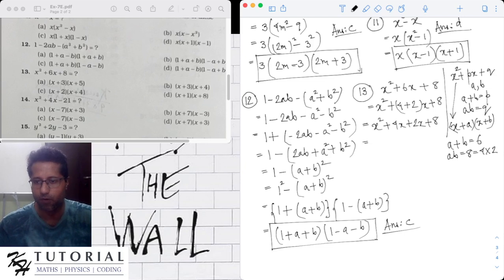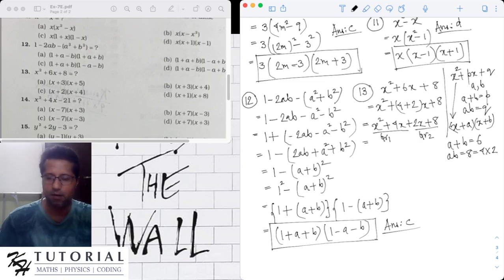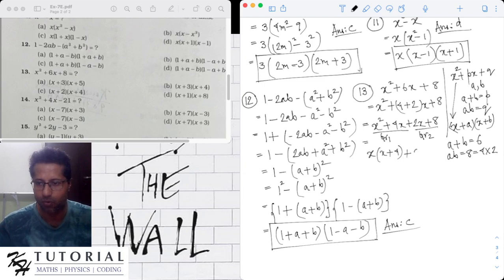Now we will form groups. This is the first group, this is the second group. We factor out x from the first group, and it becomes x multiplied by x plus 4, and from the second group I will factor out 2, and it will be 2 multiplied by x plus 4. Both the groups have a common factor of x plus 4. So the final factorization will be x plus 4 multiplied by x plus 2.